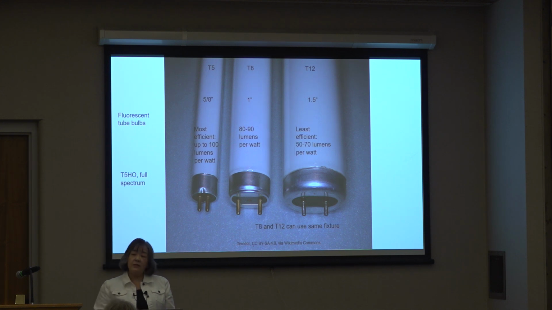With the T8s and the T12s, if we look at the prongs, they're at the same distance between them, so these will work in the same fixtures, but not for the T5s. The T5s need their own fixture. So you'll see a lot of plant lighting that's now going to the T5s because they're more efficient. You'll see some bulbs out there that say T5HO. HO stands for high output. So you can look for the T5 HOs in the full spectrum, and those tend to be quite efficient.